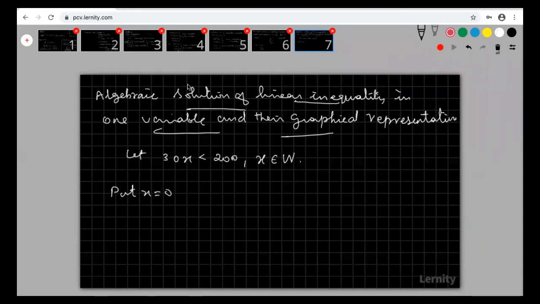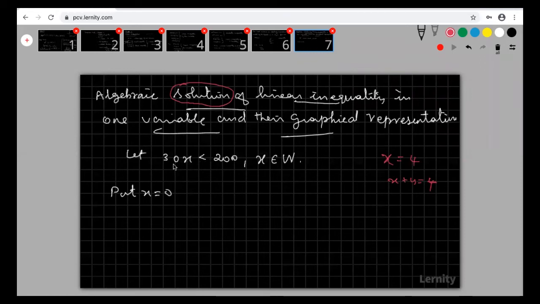In the previous slides we discussed what an inequality is. Here I am going to find out the solution of an inequality. For an equation, I may get a solution like x is equal to 4 only. Like that, for an inequality also we have a solution. How to find the solution? The solution of an algebraic inequality in one variable. Here it is only one variable.